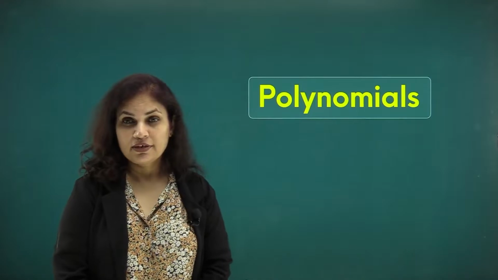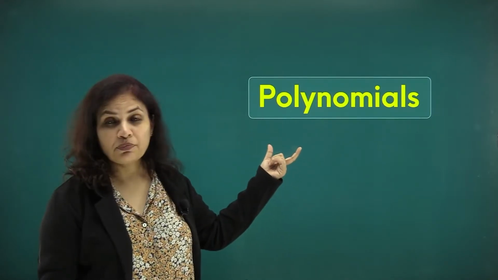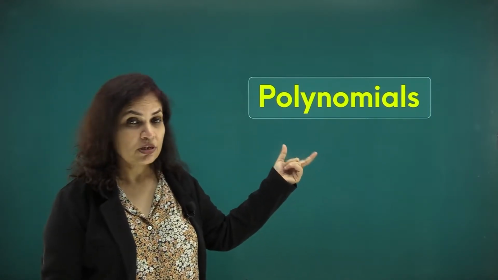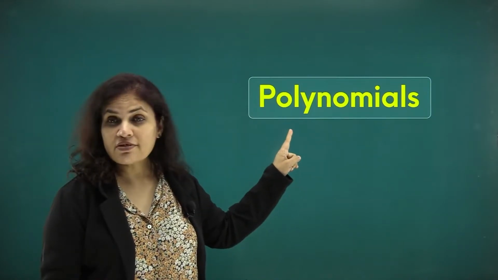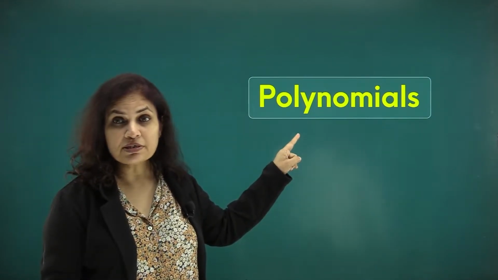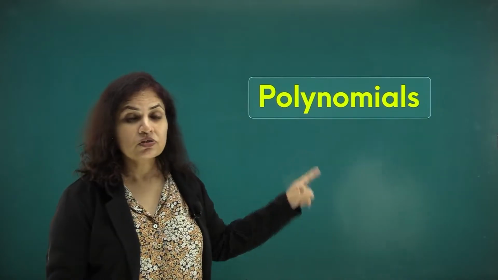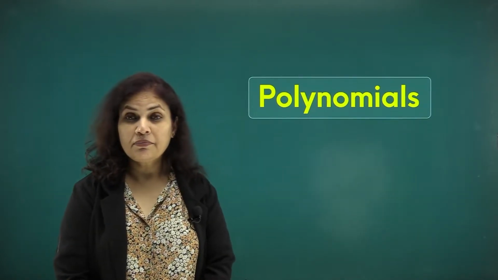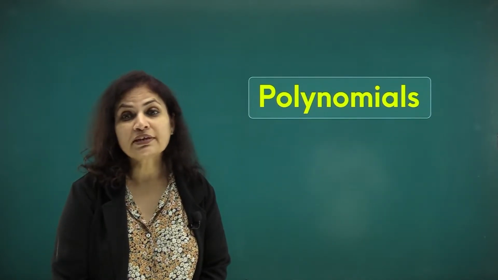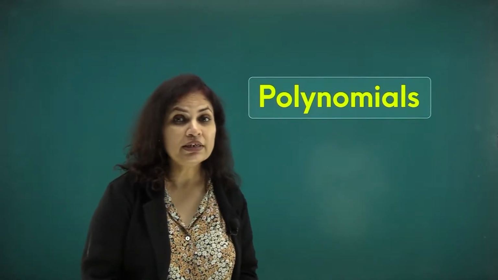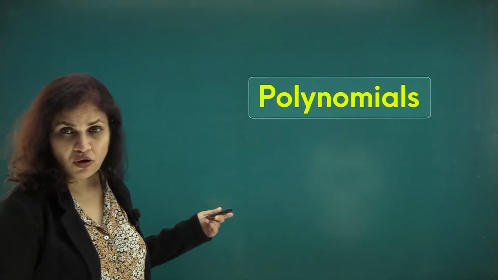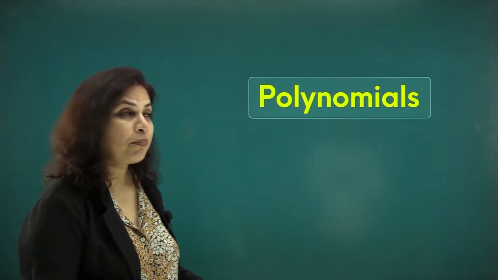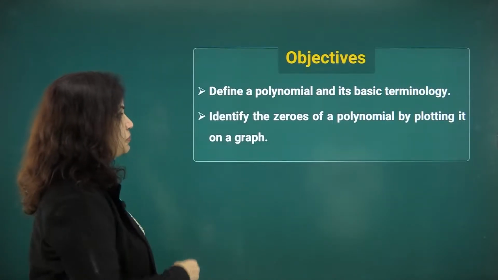Polynomials. It is made up of two words, poly and mials. So, poly stands for many and mials for terms. So, polynomial is nothing but an algebraic expression with many terms, but of course written in a proper order. There are certain conditions to be followed.